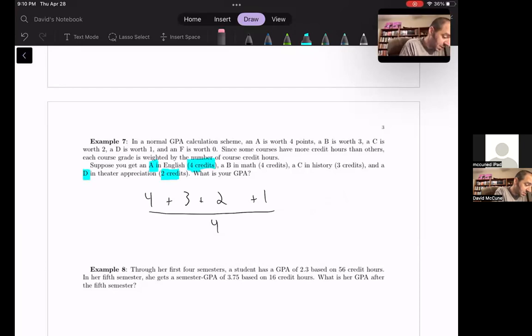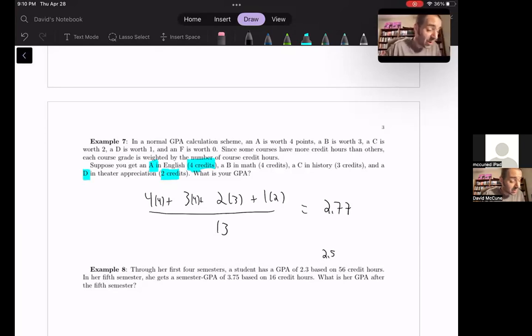Okay, so let me come back here and erase everything. So that A has a weight of 4 for the 4 credits. The B also has a weight of 4 for the 4 credits. The C has a weight of 3, and the D has a weight of 2. And the student took a total of 13 credit hours. So their GPA is not 2.5, it's a 2.77. Recall that 2.5 was just the mean without weighting anything. So the student's GPA is better than that.